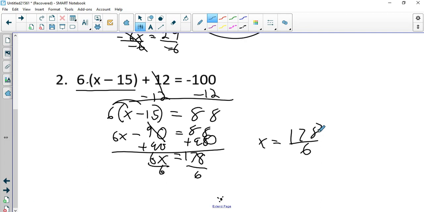It goes in 29 times with 2 left over, 4 left over, and 6, which reduces to 2/3. So 4/6 is 2/3. But you can leave your answer just like that. It's okay. Unless we tell you that the answer cannot be an improper fraction, you're good to go.